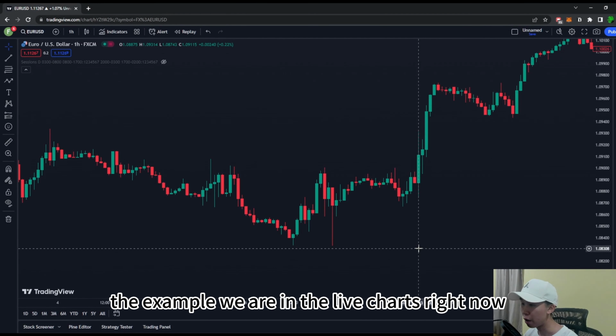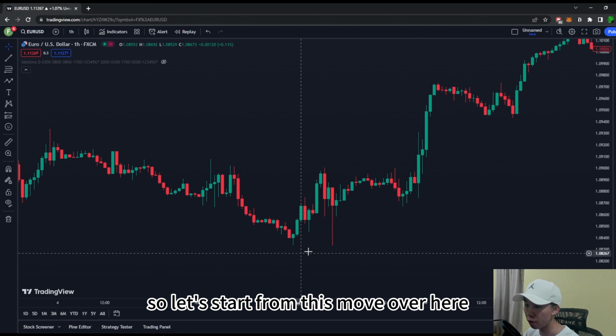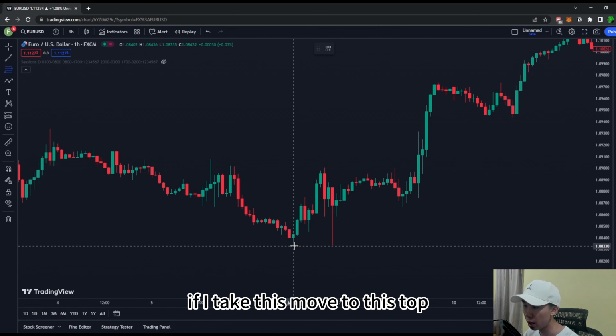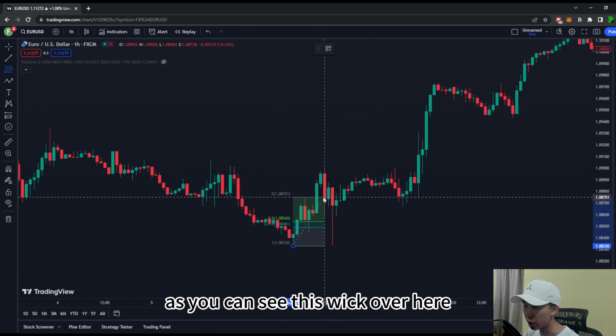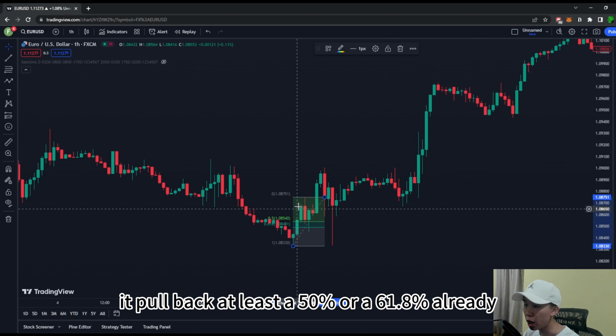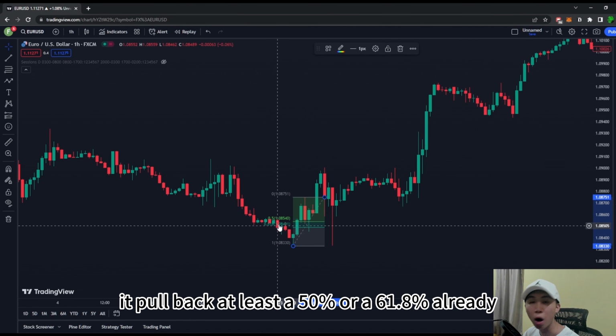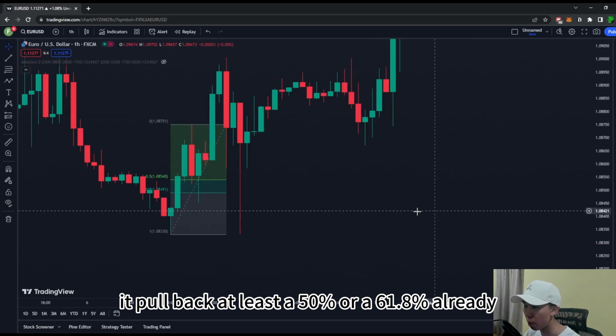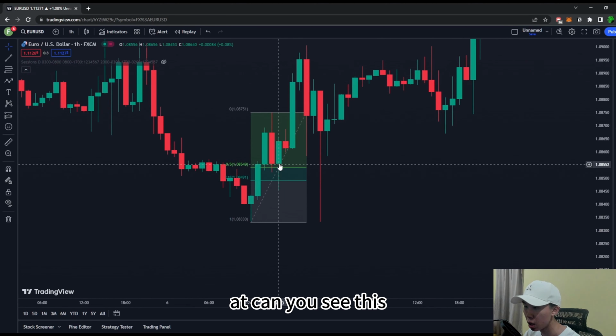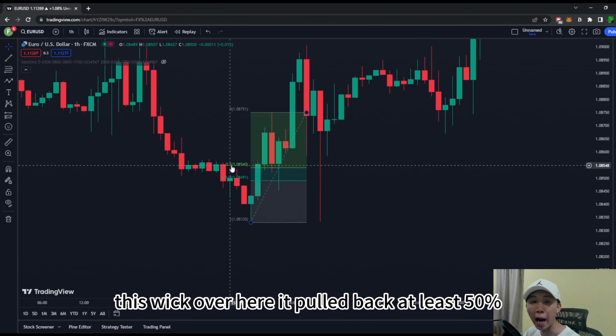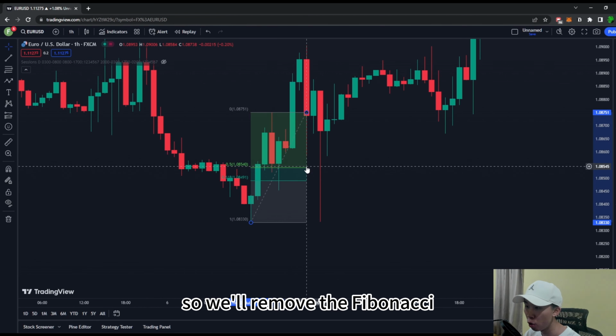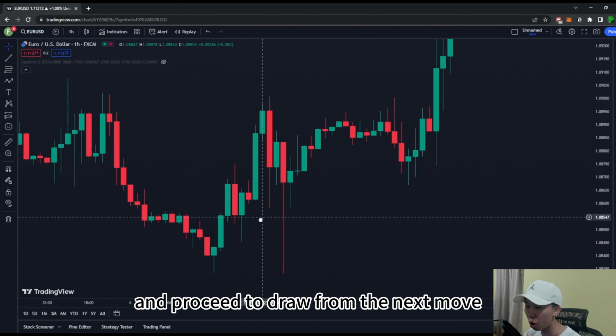We are in the live charts right now. So let's start from this move over here. If I take this move to this top, as you can see, this week over here, it pulled back at least a 50% or a 61.8% already. Can you see this? This week over here, it pulled back at least 50%. So we'll remove the Fibonacci and proceed to draw from the next move.